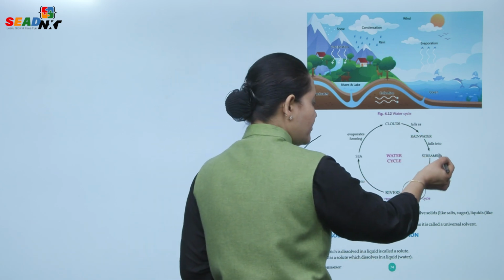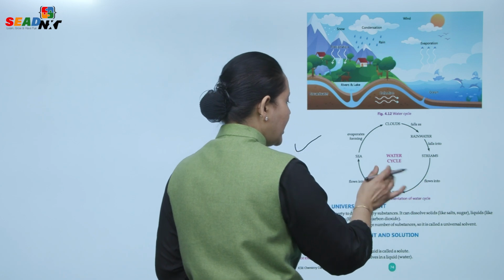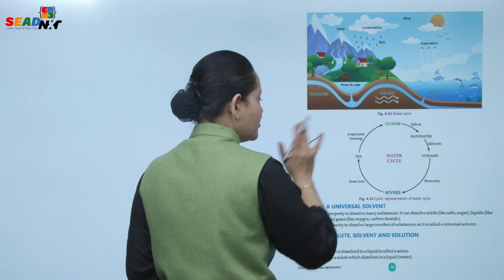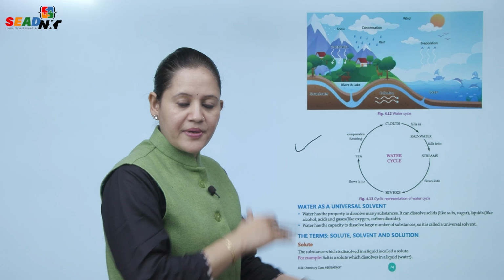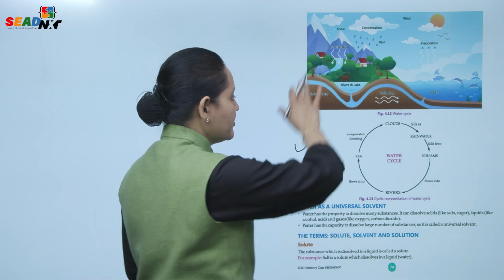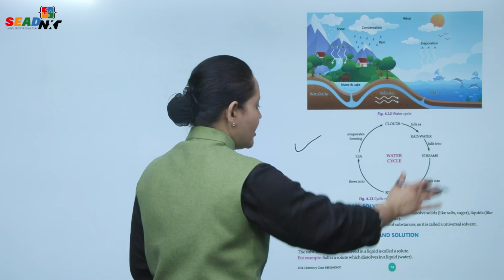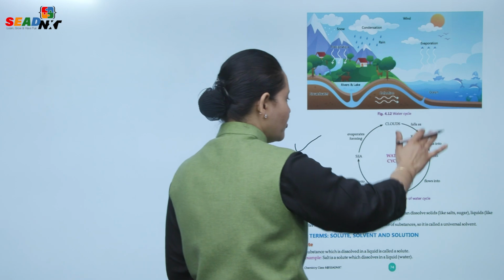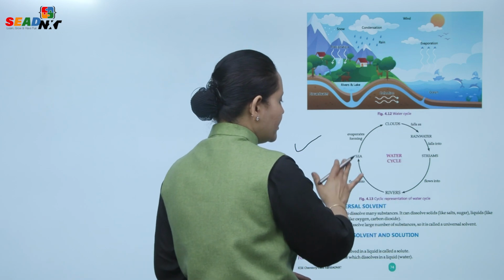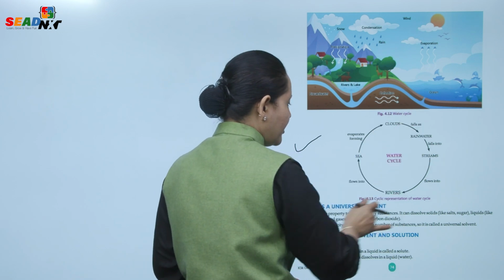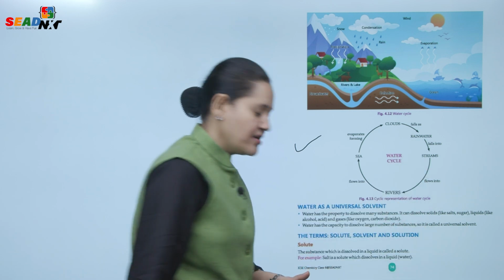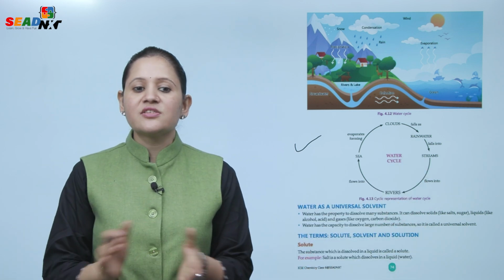It goes through streams, from stream it flows into river, and the river flows into sea. Again it gets evaporated and forms clouds and comes in the form of rain. This is how the cycle continues. This is how the water comes on the earth's surface and then goes back to atmosphere. Clear? So this is the water cycle.